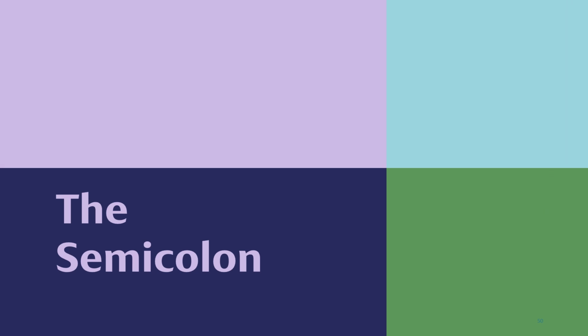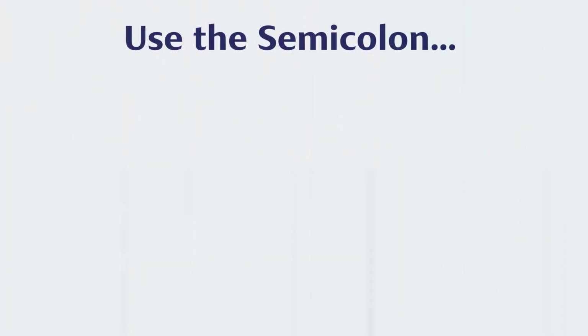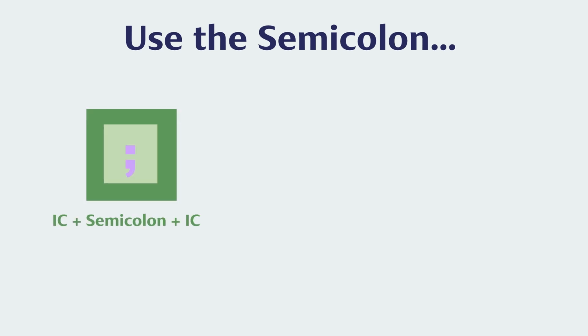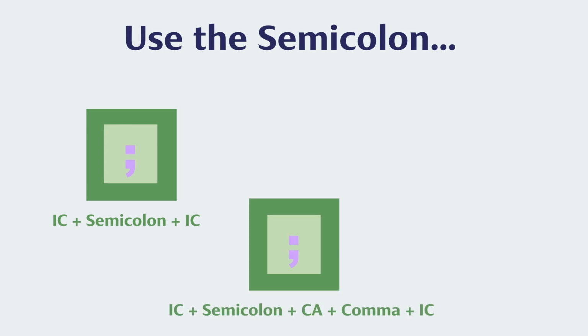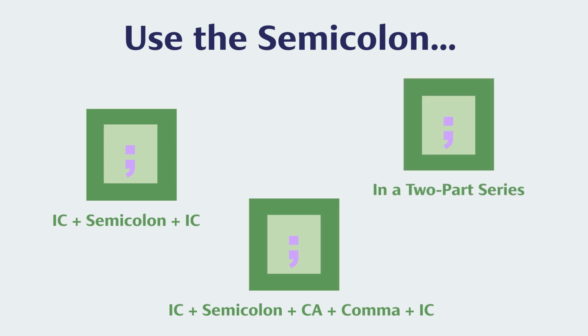If you made it this far in our video, you've learned a lot about the semicolon. Yay! Here are the 3 rules for the semicolon one more time. Separate 2 independent clauses that are closely related in thought. Separate 2 independent clauses that are joined by a conjunctive adverb. Separate items in a 2-part series.